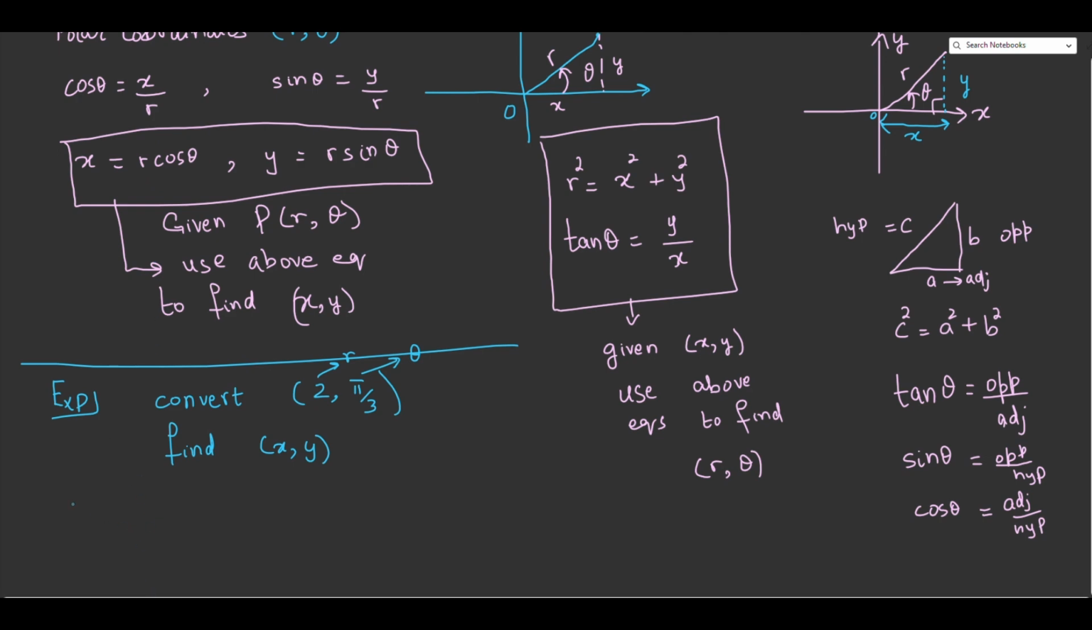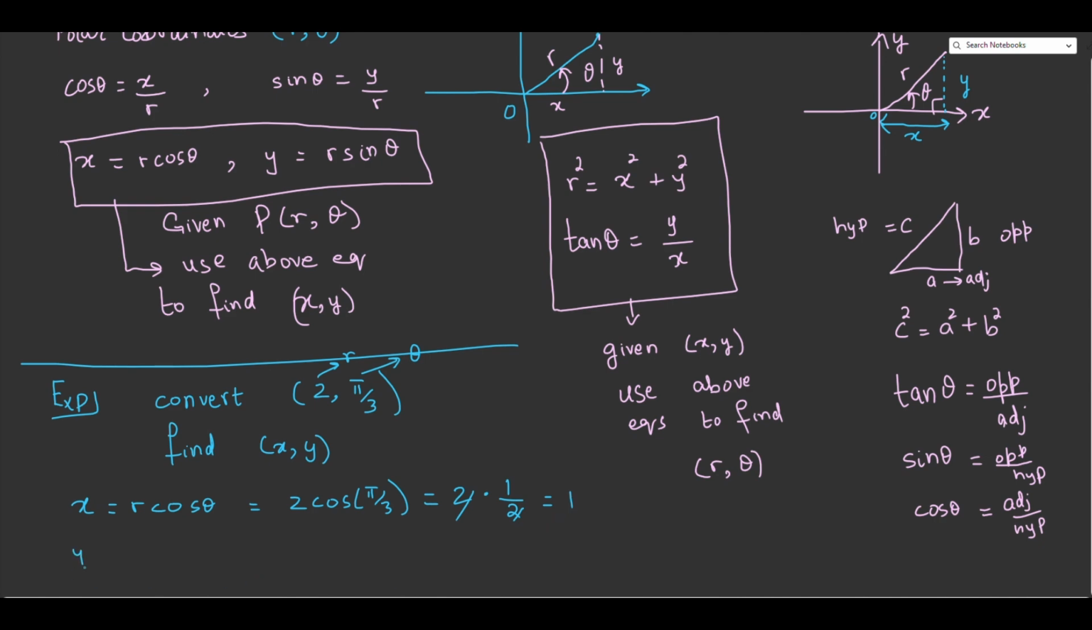For example, x equals r cosine of theta, and when we substitute these values we get 2 multiplied by cosine pi by 3. Pi by 3 is 60 degrees, and we know that cosine 60 is 1 by 2, or half. So this 2 cancels with this one and the answer is 1. So the value of x equals 1.